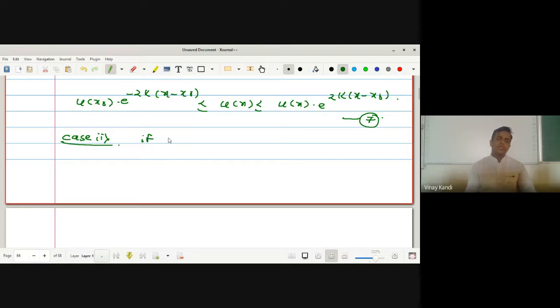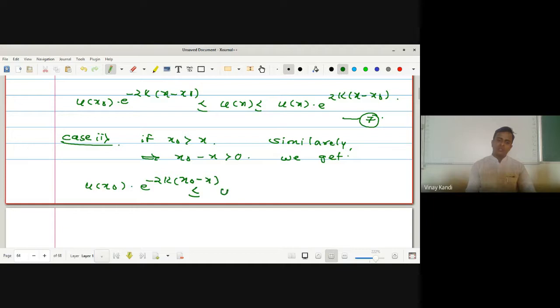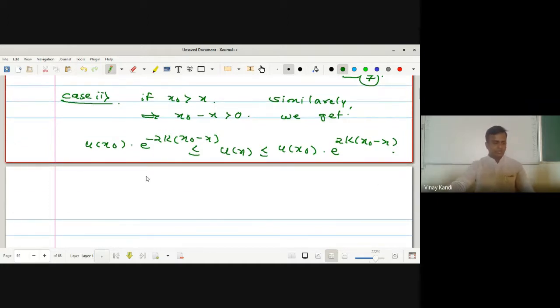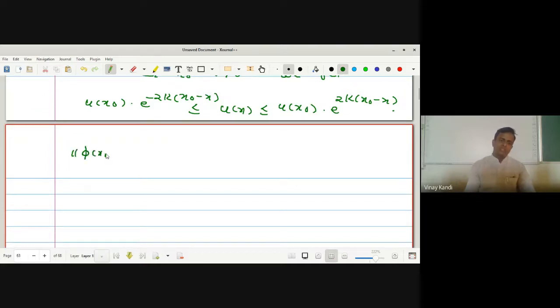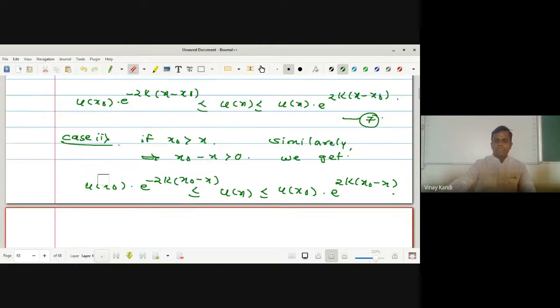What is case 2? If x naught is greater than x, it implies x naught minus x is greater than 0. Okay, so here similarly we get u of x naught into e raised to minus 2k into bracket x naught minus x, which is less than or equal to u of x, which is less than or equal to u of x naught into e raised to 2k into bracket x naught minus x. Okay, but what is u of x naught? Norm of phi of x naught bracket square e raised to minus 2k. Okay, do this first. This is equation number 8.